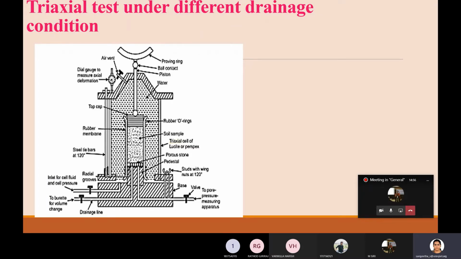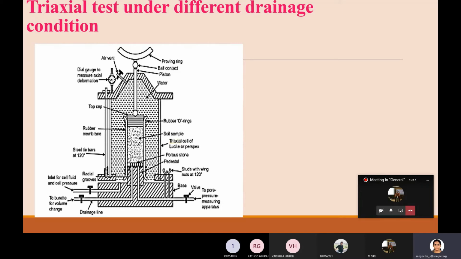Did we see any other test yesterday? So we have even seen a field vane shear test. The same testing procedure we can even conduct in the field to determine the shear strength of soft clays at the field itself. By measuring the torque, you can compute the shear strength.